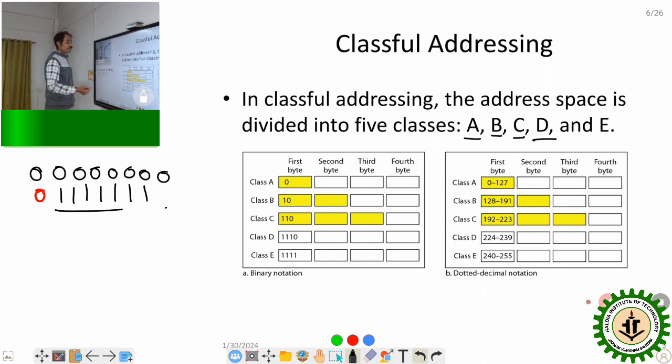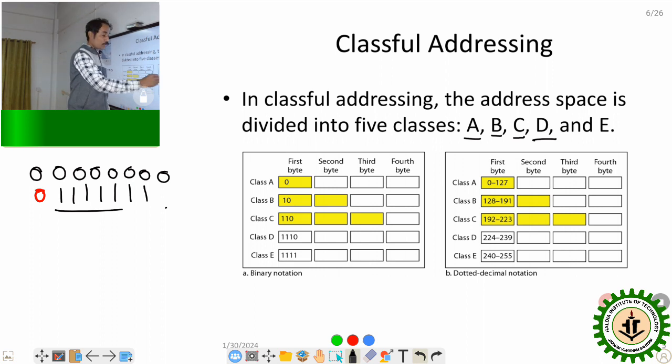In similar fashion, for class B, for easy recognition, the first 2 bits are 10. If any address starts with 10, then we recognize it as class B. For class C, the first 3 recognizing bits are 110. For class D, it is 1110. For class E, it is 4 consecutive ones, the first 4 bits. And here the ranges are given: 0 to 127, 128 to 191.